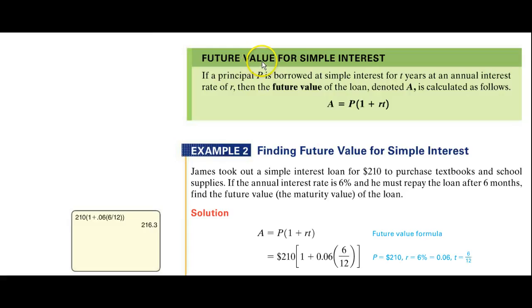And we'll see that shortly. So future value for simple interest is A for future value equals your principal, and then in parentheses 1 plus RT. So again, we'll be giving you various values for these. Your role will be to accurately substitute and then accurately calculate. So let's look at an example.